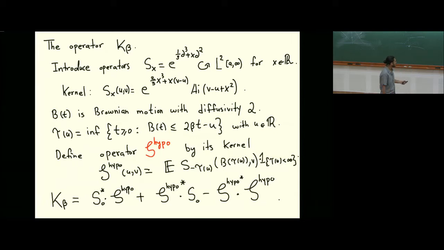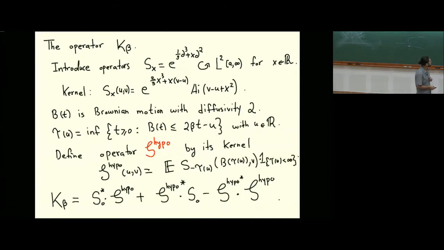Okay? So this is a recipe for computing this operator S hypo, and having computed this, K beta is just some combination of these S hypos and this S naught. S naught is just convolution against the Airy function. So it's just convolution against the Airy function, and S hypo, and their sums and products. Is that clear?